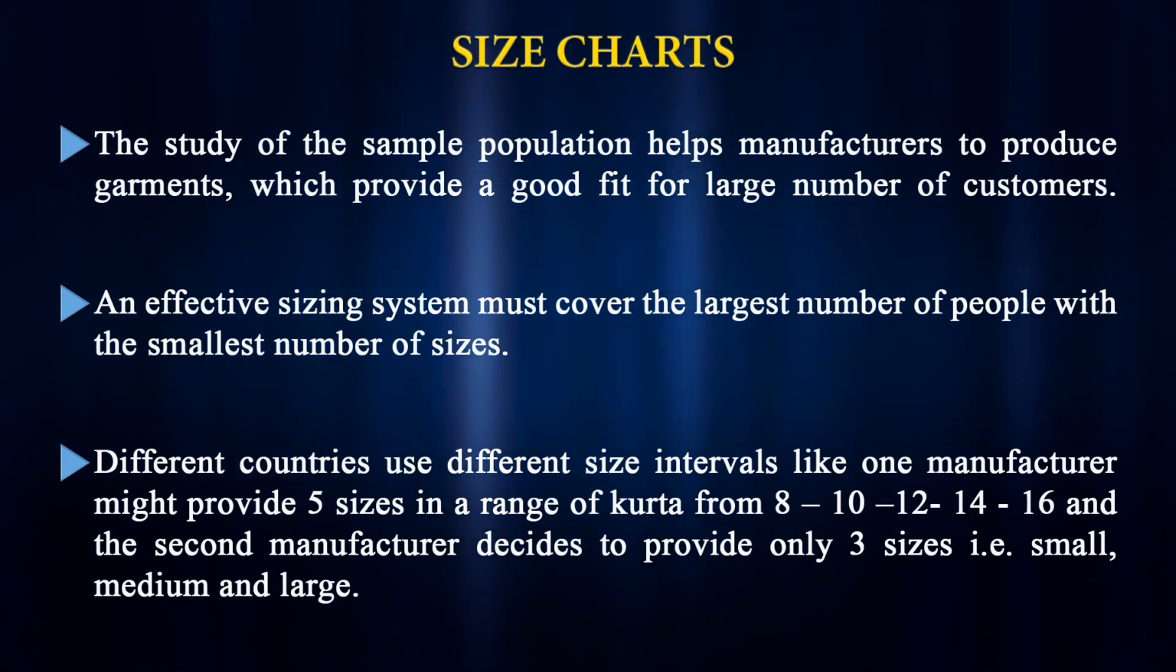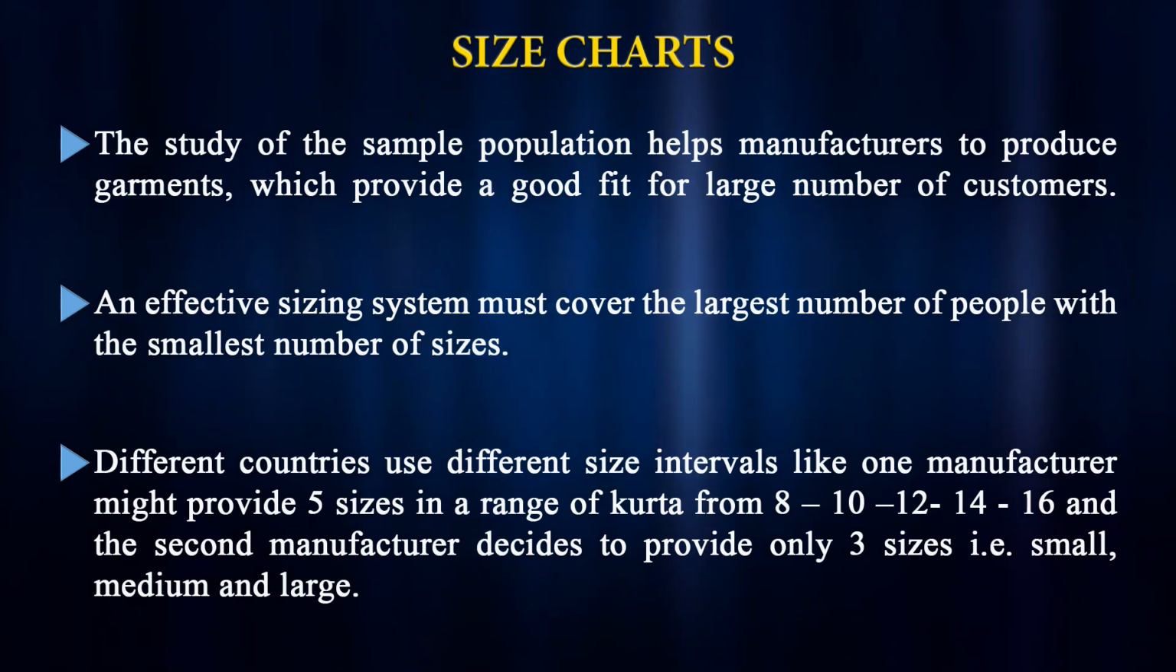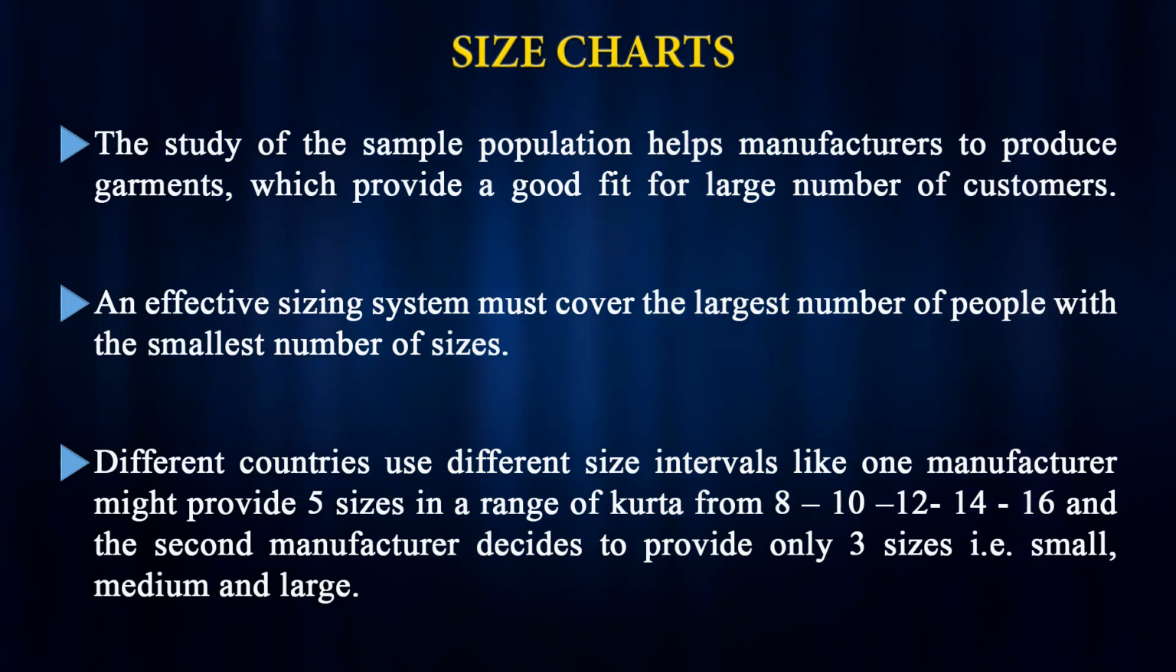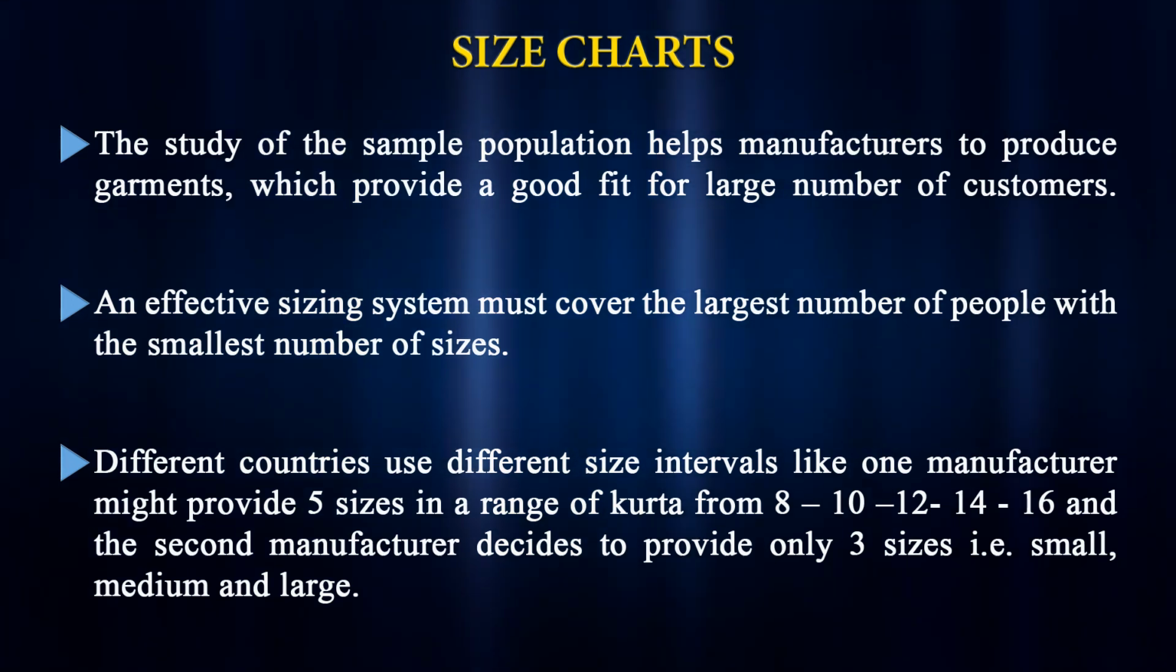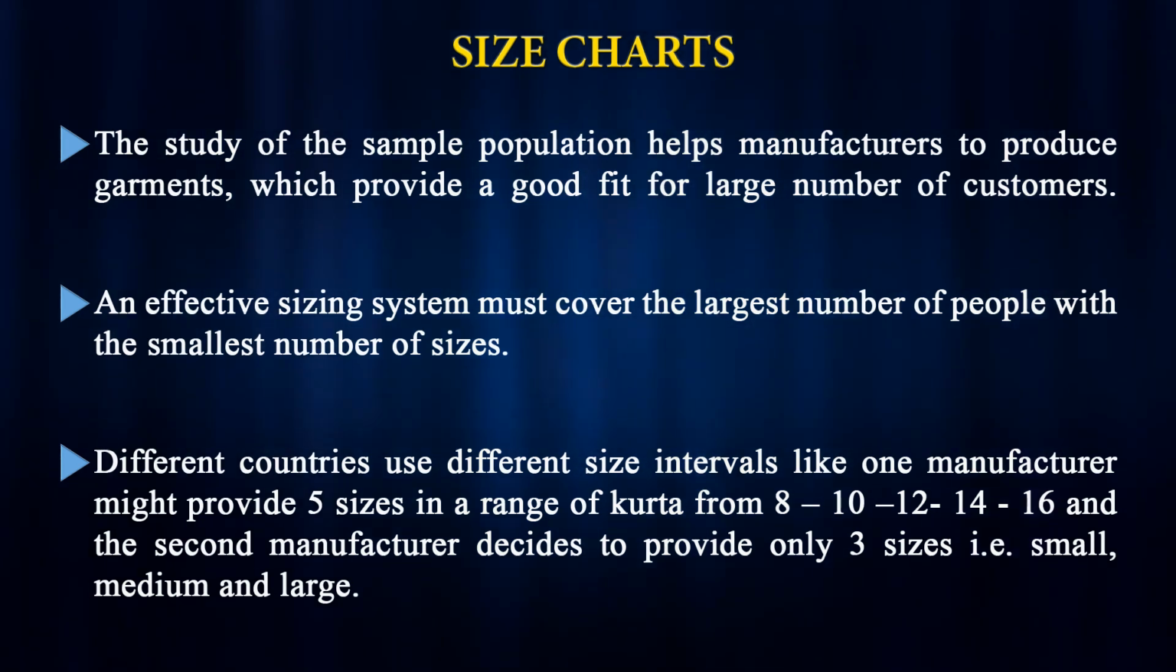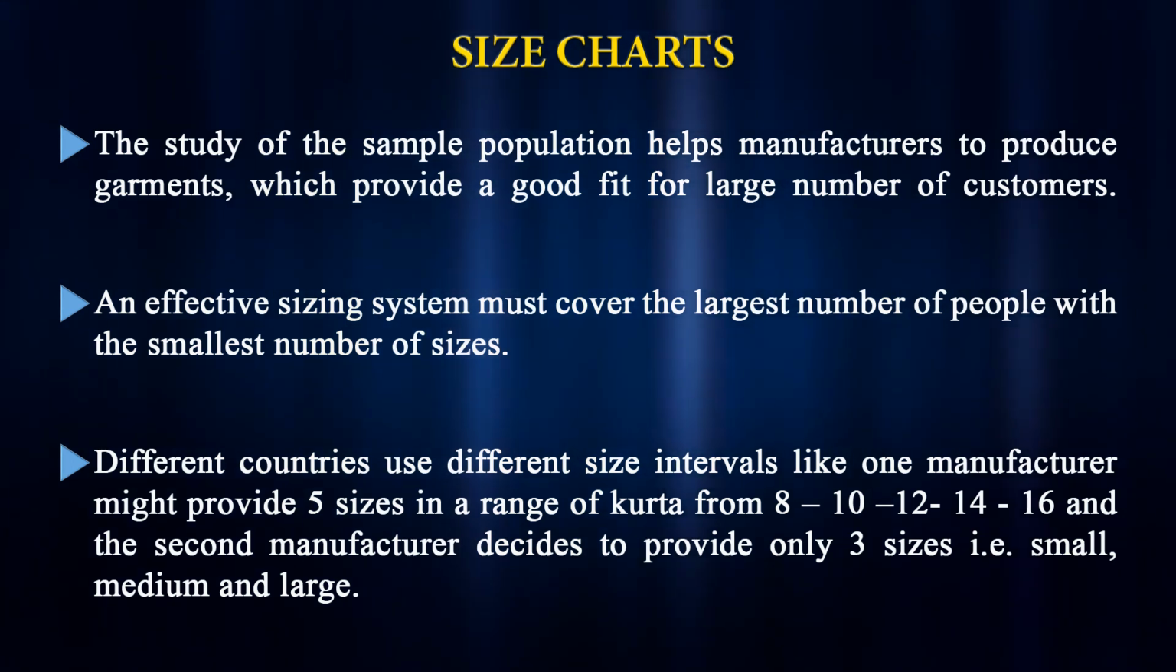One manufacturer might provide 5 sizes in the range of a particular kurta, with numbers like 8, 10, 12, 14, 16 and so on. Another manufacturer can decide to provide only 3 sizes: small, medium and large. So the numbering system or sizing pattern of a particular manufacturer can be different, and it varies from country to country. So this was the process of how the size chart is developed.